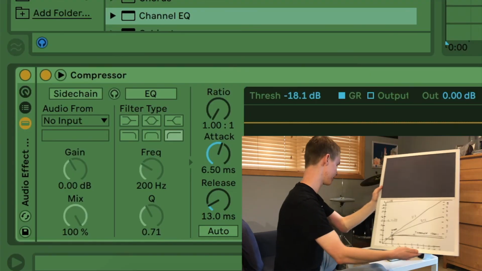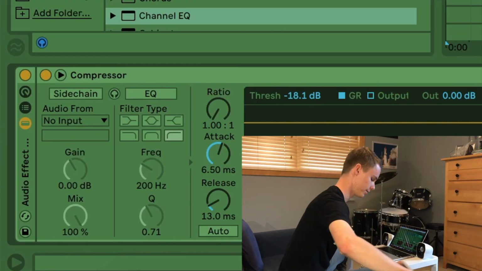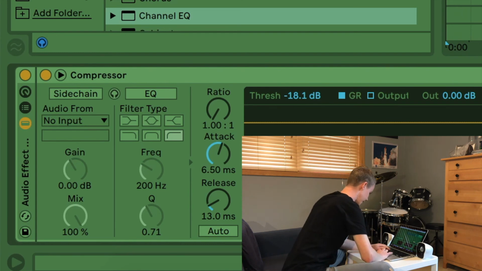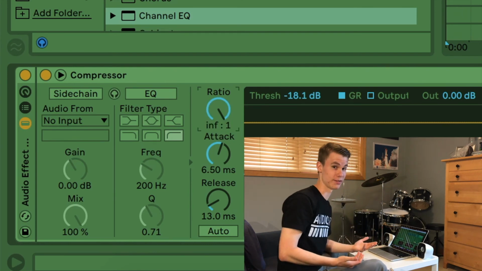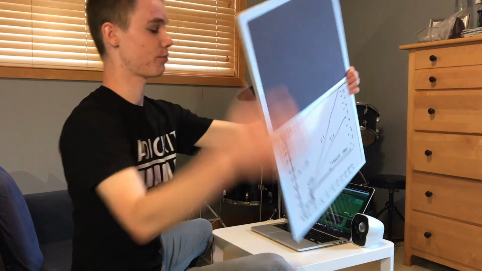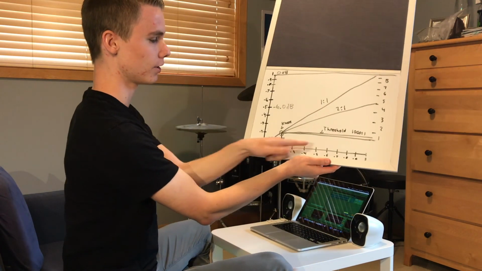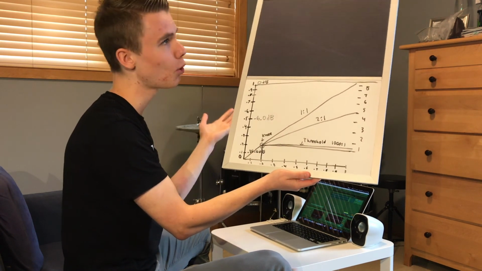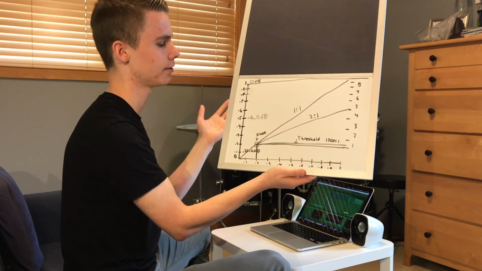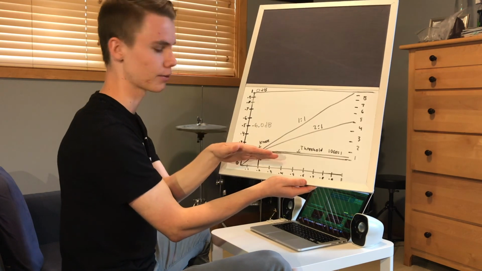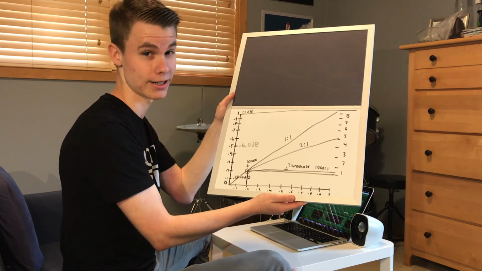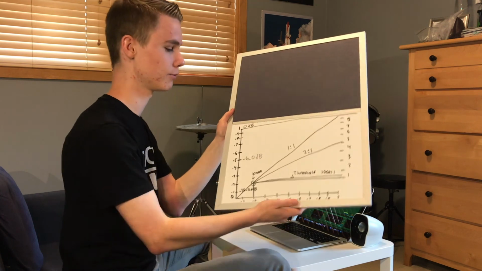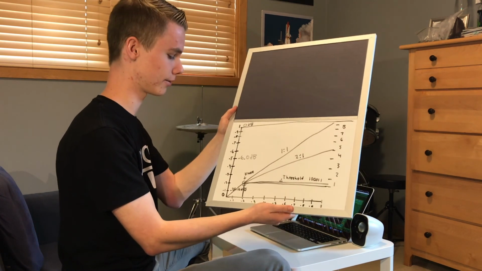Well, Ableton, if we type that in, let's do that. Let's do 1,000:1. Ableton says it's infinity because it practically is. If we look, 1/1000 is 0.001. So that's practically at the threshold. And that right there is something called limiting, which we'll get to later down the road.